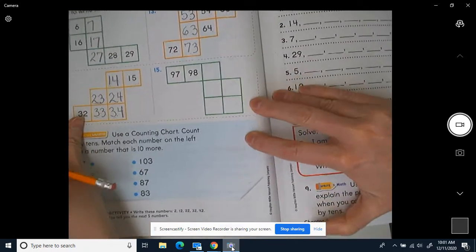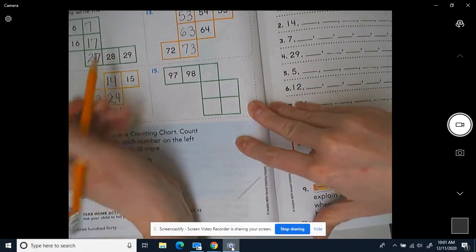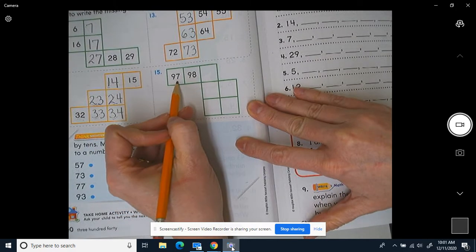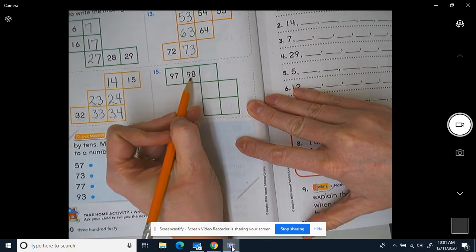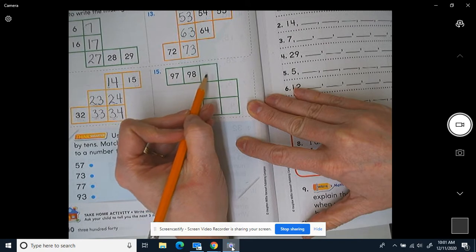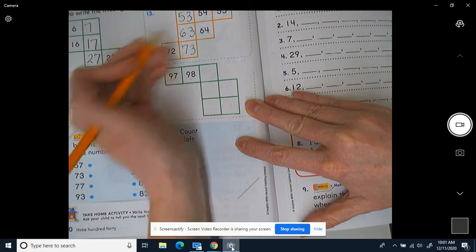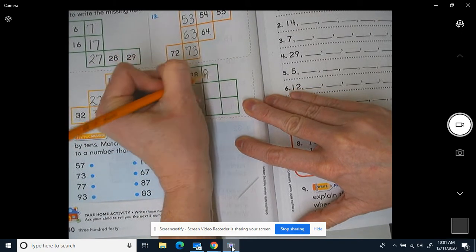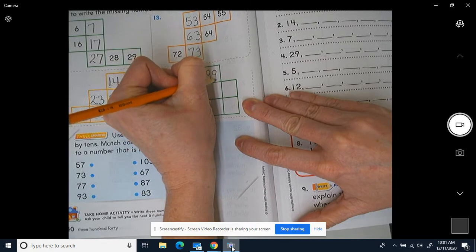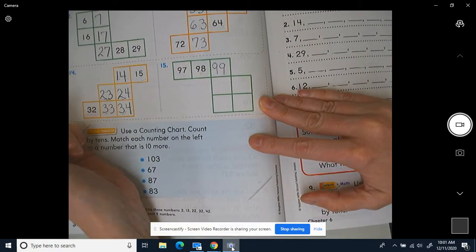Okay, the last one of these puzzles. We have 97, 98. What's next? 99. Those are all the clues we have. We're going to have to figure out the rest on our own.